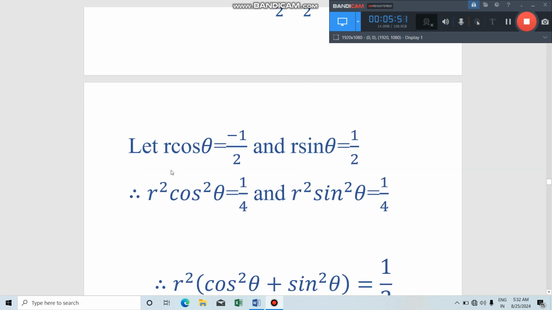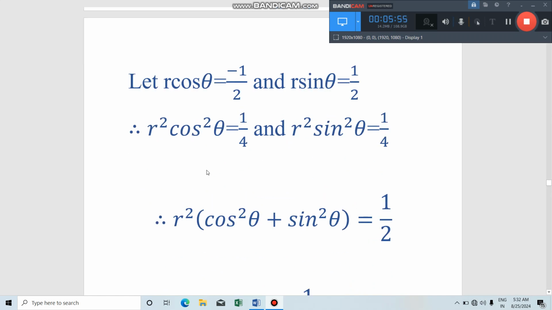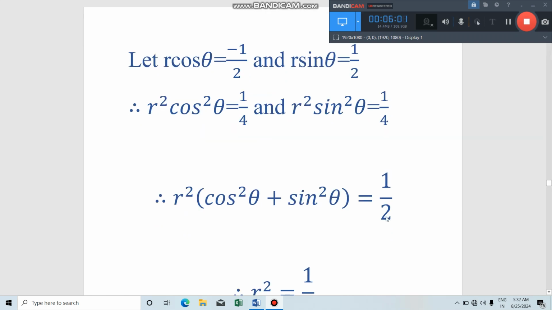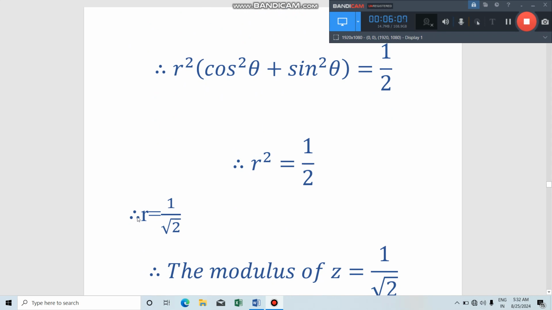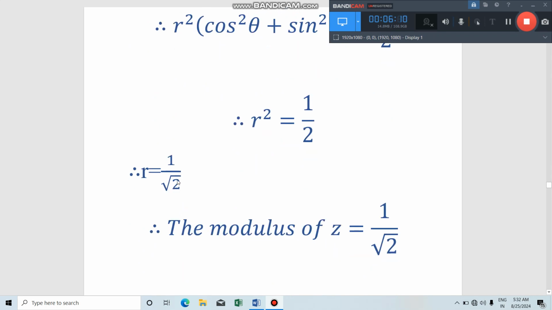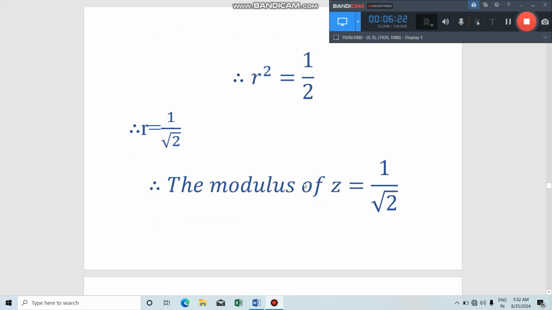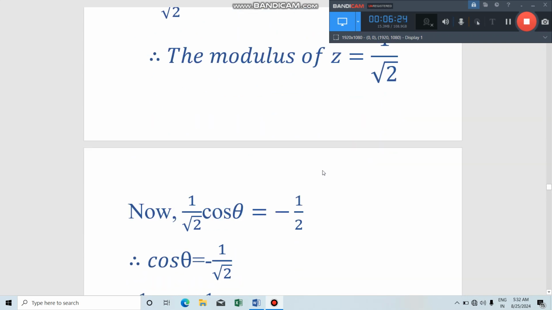Now r² cos²θ equals 1/4 and r² sin²θ equals 1/4. After adding, we will get r²(cos²θ + sin²θ) equals 1/2. Now we know that cos²θ + sin²θ equals 1. Therefore, we will get r² equals 1/2, or r equals 1 by root 2. Here we have taken r as positive, so we have neglected the negative term, minus 1 by root 2. Now the modulus of z equals 1 by root 2.